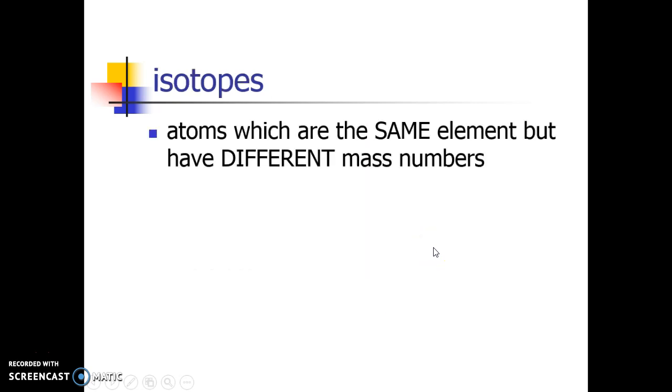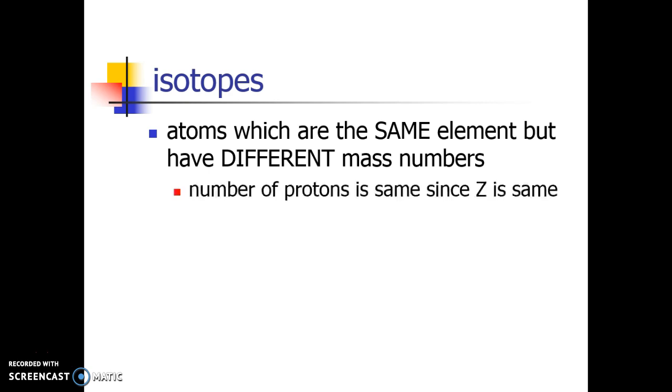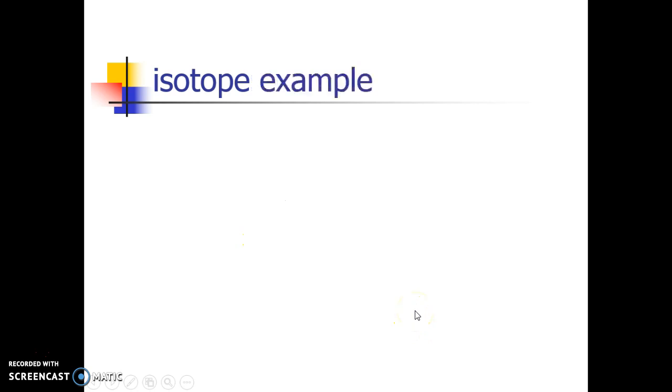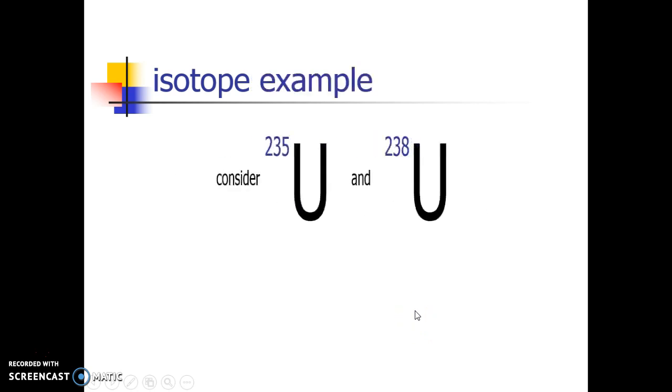All right, atoms of the same element can actually have different mass numbers. They are called isotopes. So how do they wind up with different mass numbers? Protons can't change. If it's the same element, the element number has to be the same. So therefore, what's got to be different? The number of neutrons. So here's an example of an isotope.